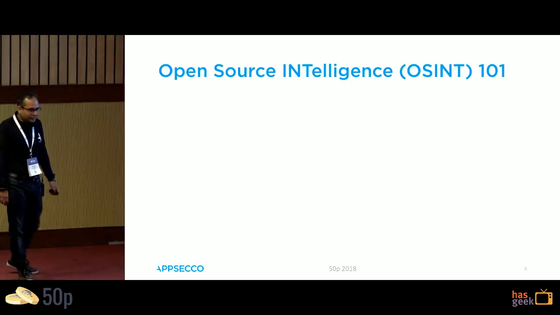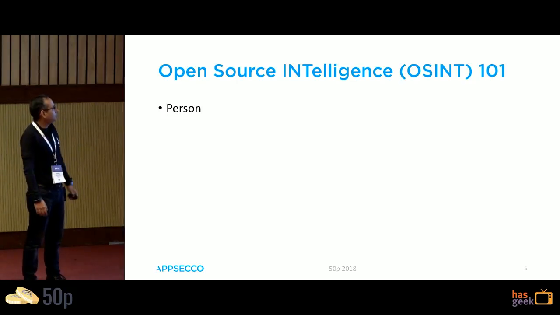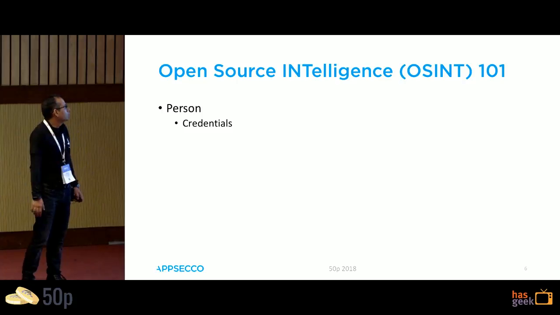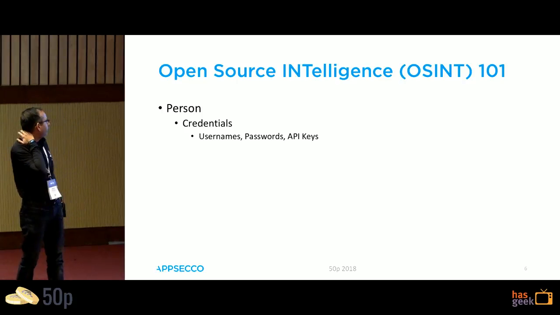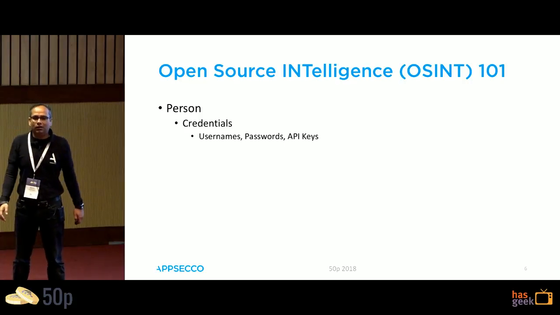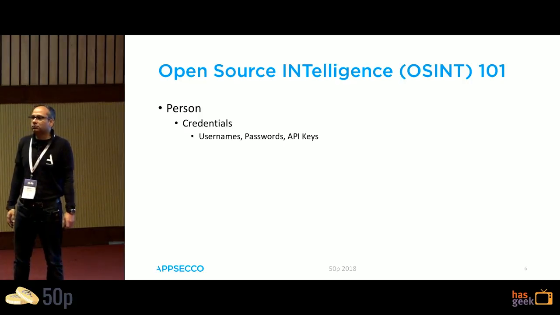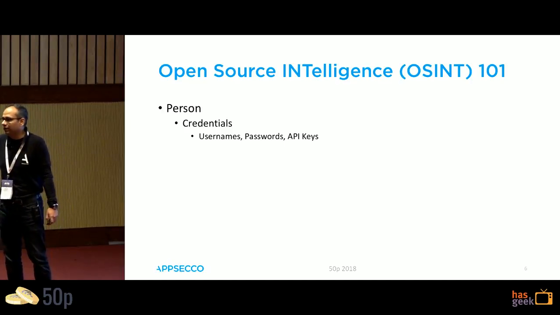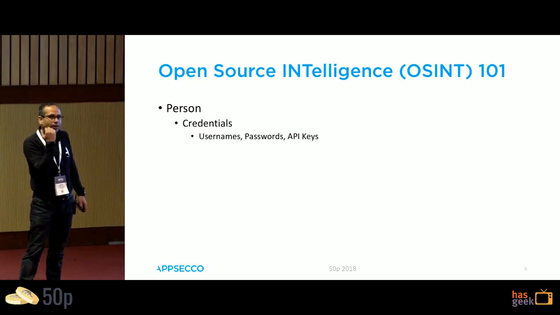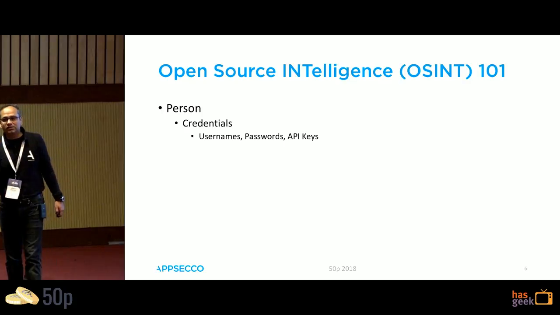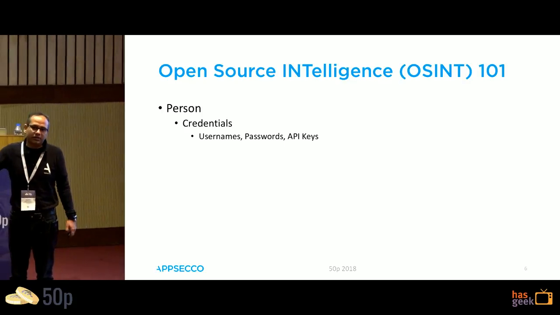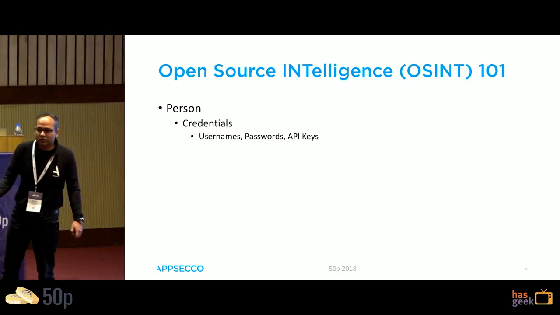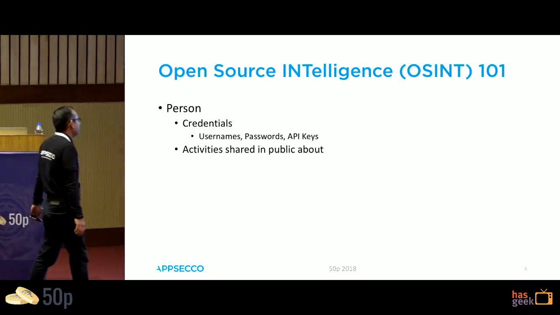So what is OSINT? The basic slide for you. You are a person. You have access to credentials. Credentials are your username, passwords, API keys, whatever allows you to say to a system, this is me. The system understands that value, like a pre-shared value. When you enter the password, the server knows the password. It is able to compare, yes, this is the password that I expected, so this is who you are. That's how you're identifying yourself.